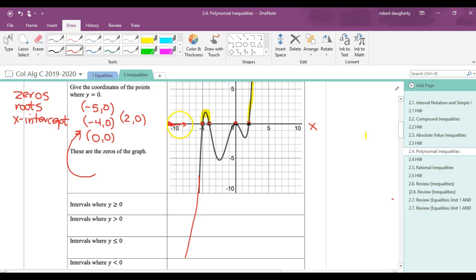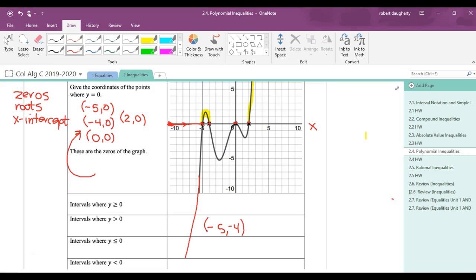If I keep traveling here, it's less than 0 until I get to here, and now it is what? Equal to 0. At this point, it's equal to 0. As I go from here to here, the graph is what? Greater than 0. So it is greater than 0 from -5 to -4. As I travel from -5 to -4, I'm greater than 0. Okay, now let's keep on going.